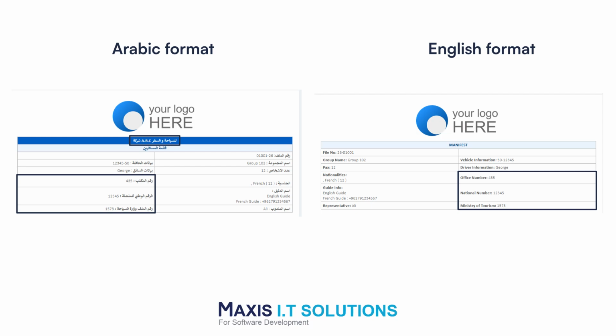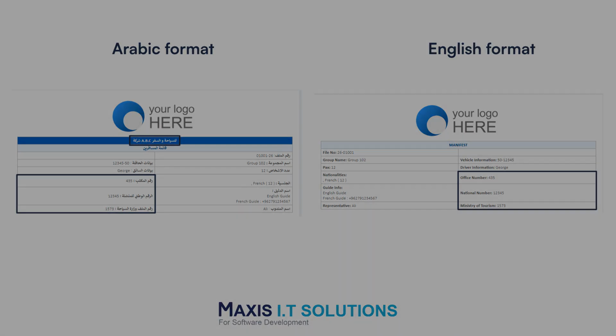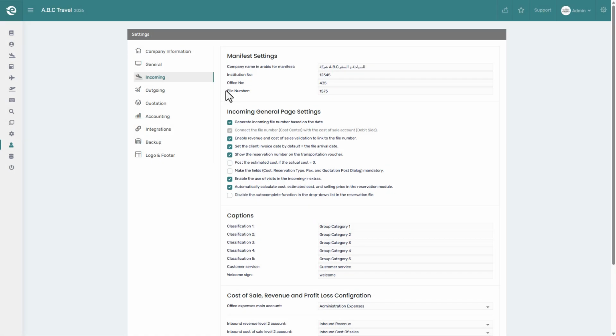So in short, the Manifest Settings section controls the company information that appears when generating official manifest documents from the reservation file. Now we move to the incoming general page settings.